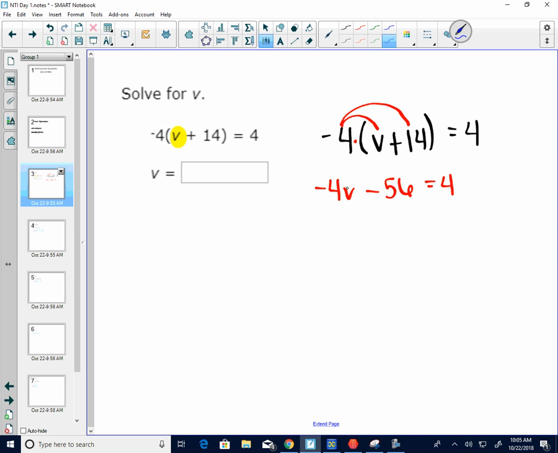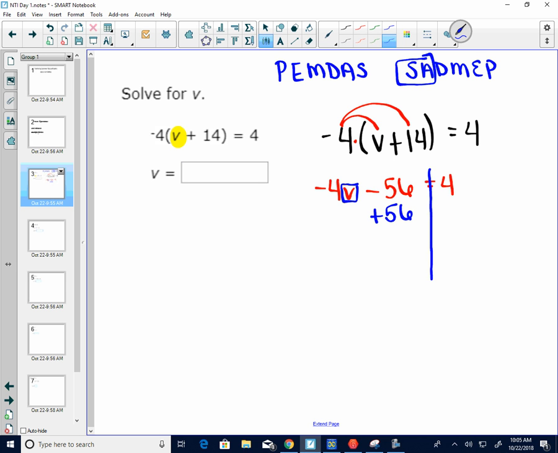We have to undo the order of operations, which is PEMDAS: parentheses, exponents, multiplying, dividing, adding, subtracting. We have to undo it backwards. So we actually have to do SADMET. So the first thing we have to undo is subtraction or addition, if there is any. In this case, there is subtraction. So to undo subtraction, we have to add 56. And if we add it to the left side of the equation, we have to add it to the right side of the equation. So negative 4v is now equal to 60.